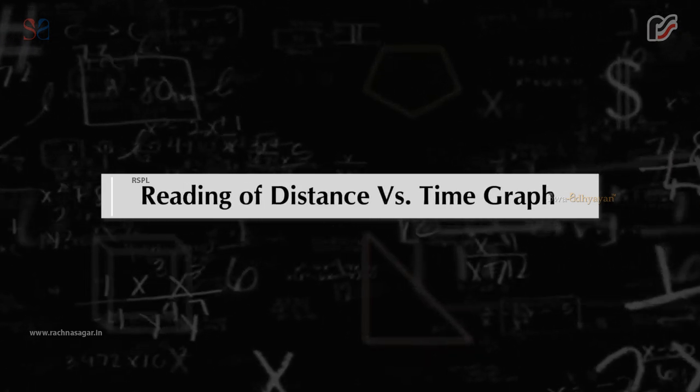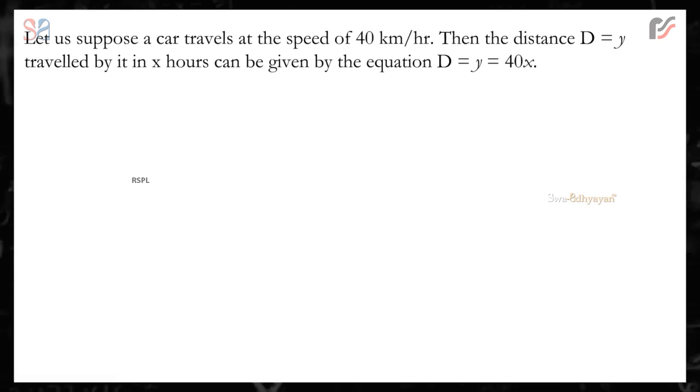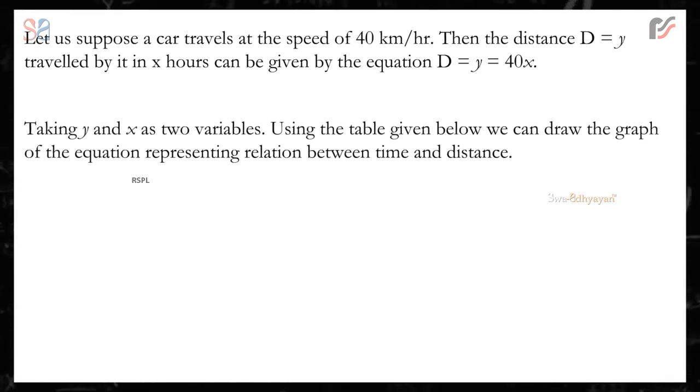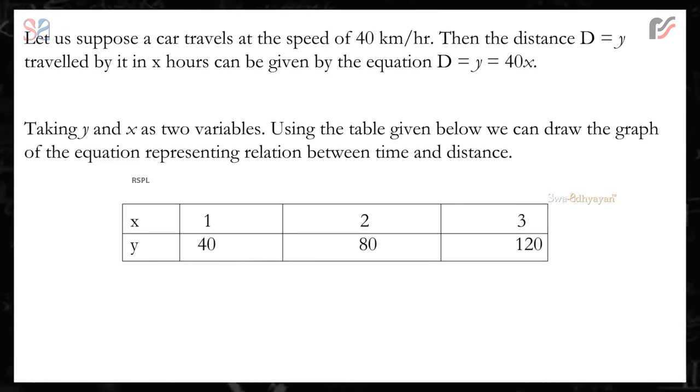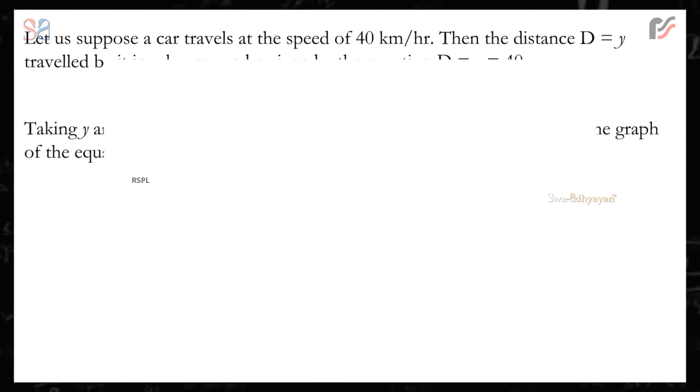Reading of distance versus time graph. Let us suppose a car travels at the speed of 40 kilometers per hour. Then the distance d, equal to y, travelled by it in x hours can be given by the equation d is equal to y is equal to 40x. Taking y and x as two variables, using the table given below, we can draw the graph of the equation representing the relation between time and distance. x: 1, 2, 3; y: 40, 80, 120.